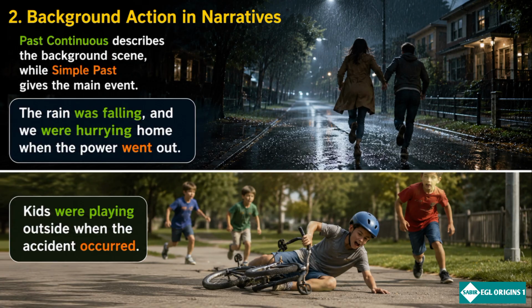Examples: The rain was falling and we were hurrying home when the power went out. Kids were playing outside when the accident occurred. The rule to remember is that we use past continuous for the longer ongoing actions and simple past for the short completed event that happens during it.